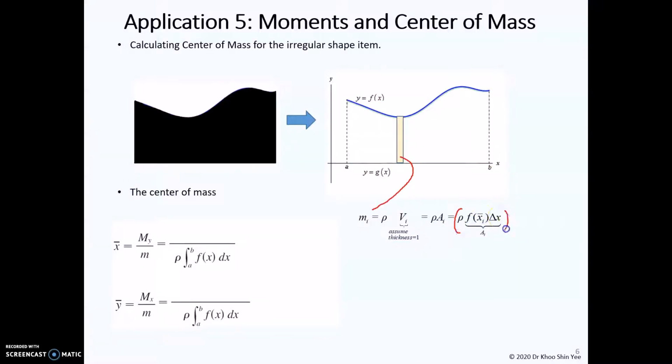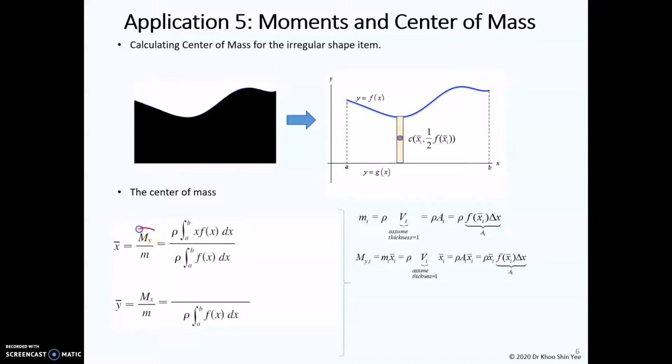So you know that this formula is to compute a mass at i element, and you know that i element is approaching infinity where your delta x is approaching 0. So if you want to know the total mass for this irregular shape item, then you need to integrate from a to b, like this. And then rho is a constant, which is the density. Therefore, you can take the constant out and multiply with the f(x) function. If the delta x approaches 0, so in this case, your delta x can be written as dx. So this formula can be used to compute the mass.